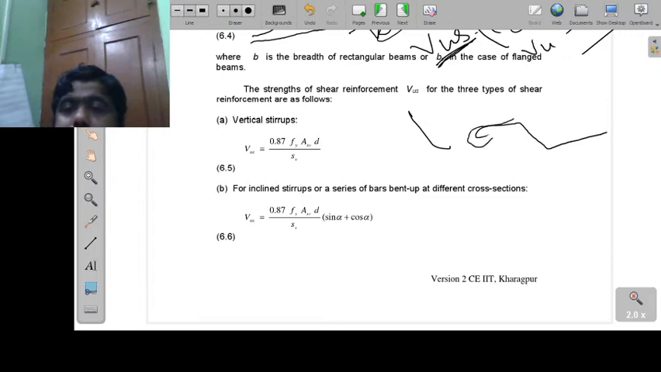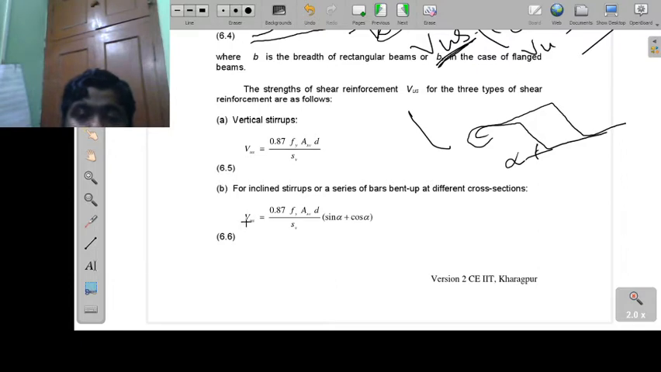This is one bent up bar, and this is another bent up bar at a defined cross section. Then Vus equals 0.87 fy Asv divided by Sv into (sin alpha plus cos alpha). Here alpha is this angle alpha.